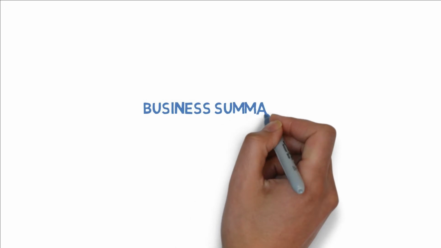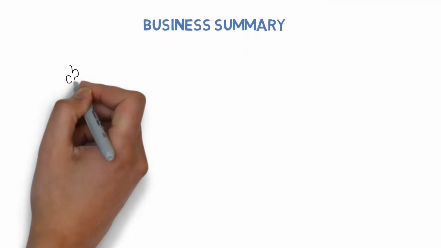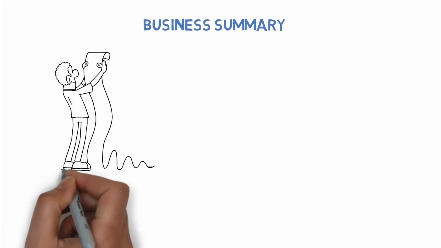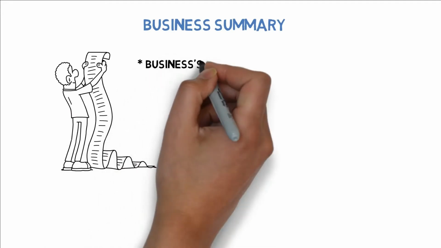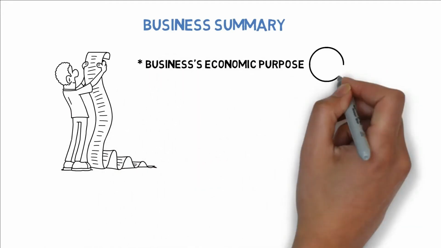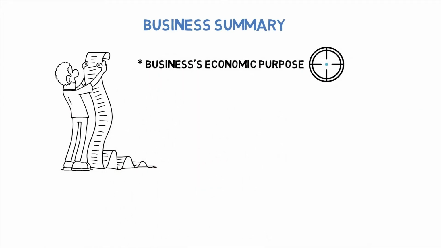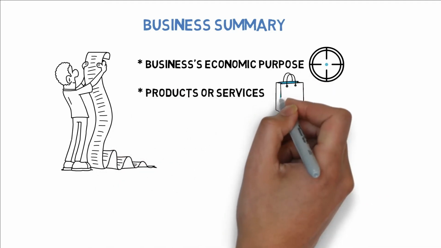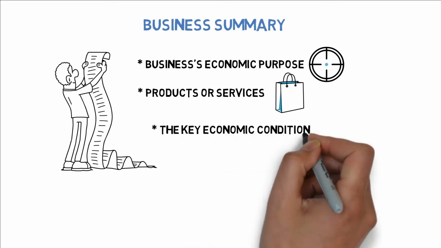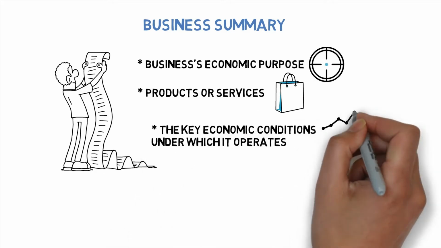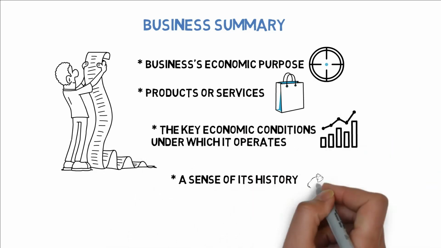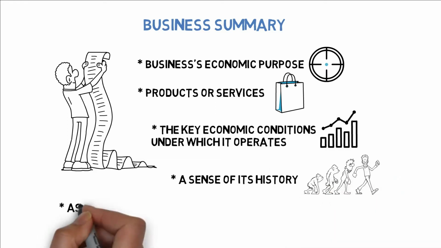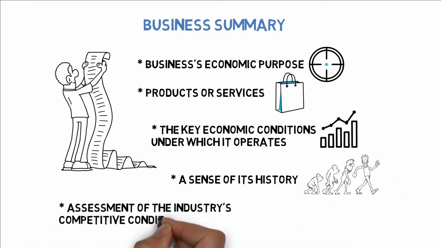Business summary. From pages 1 to 5, the business summary is only 5 pages long. The section's purpose is self-evident. The management is expected to provide a clear picture of the business's economic purpose, the products or services it sells, the key economic conditions under which it operates, a sense of its history, and an assessment of the industry's competitive conditions. This section should be read carefully from beginning to end.